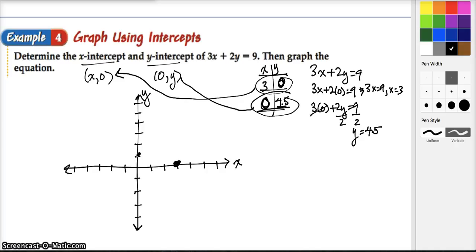And so I go to 4.5, 1, 2, 3, 4 and a half right here, and basically I have my line graphed already because all I need is 2 points to determine my line, and I've got the 2 points that I need. So this line that I've created here is the representation of this linear equation. All right?